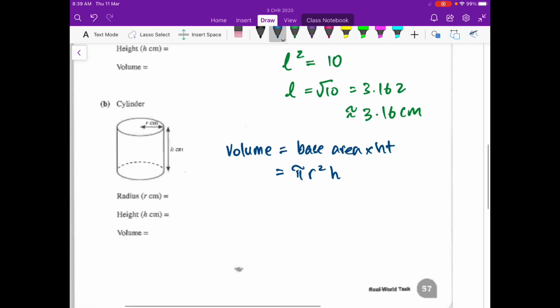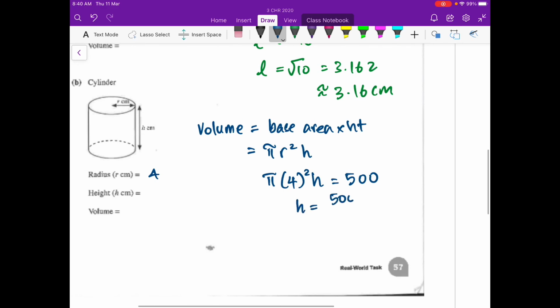So you get to choose what radius you want. What radius do you want? Anything. Let's say 4. Let's say the radius is 4 cm. Okay, then for the volume, which is 500, we do the substitution. So pi times 4 squared times h equals 500. So if this is the case, then h equals 500 divided by pi times 4 squared.